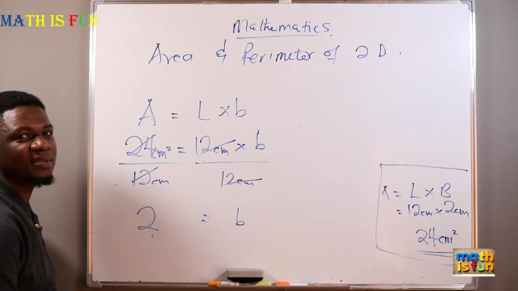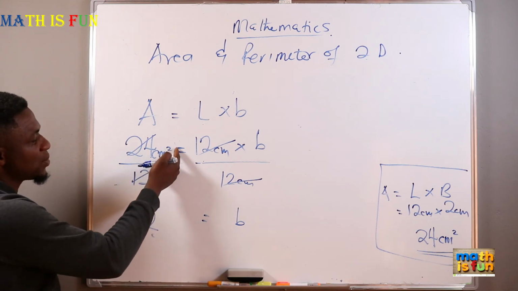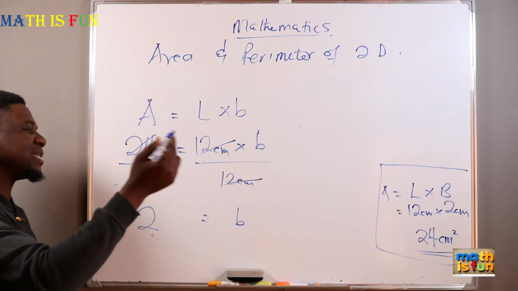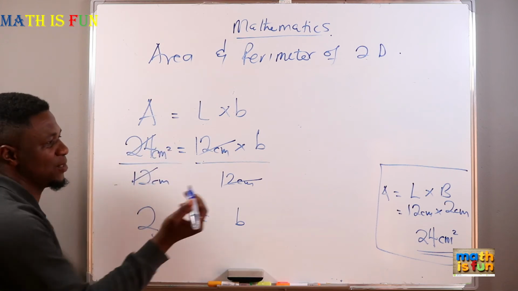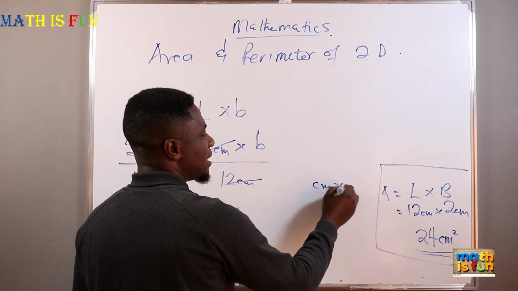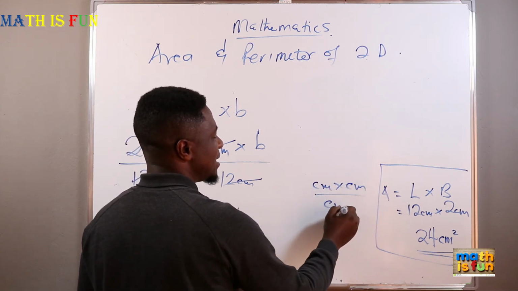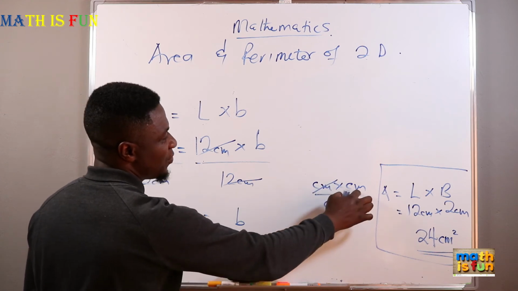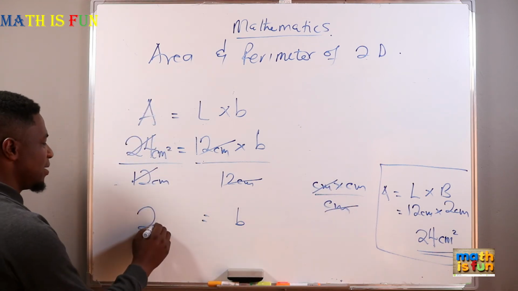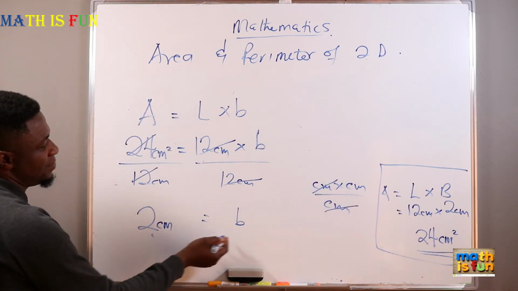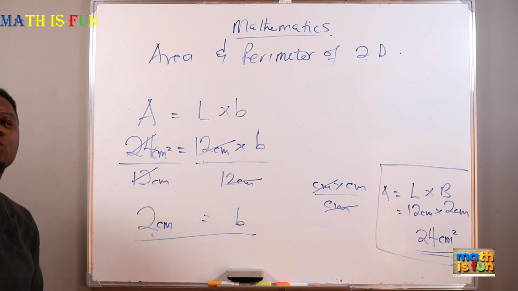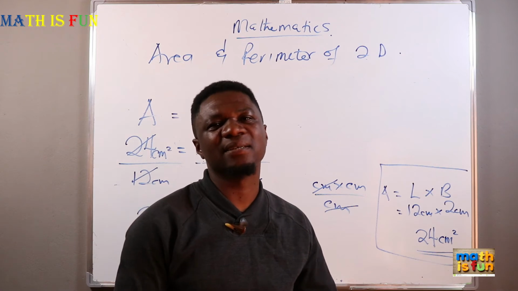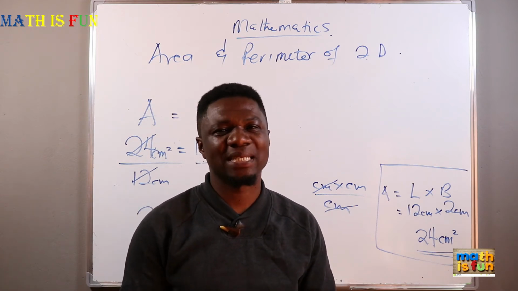2 times. Okay, centimeter squared, so this is more or less the same thing as saying centimeter times centimeter divided by centimeter. So that one cancels that one, we are left with a centimeter. So b is equal to 2 centimeters. The breadth of the rectangle is equal to 2 centimeters.